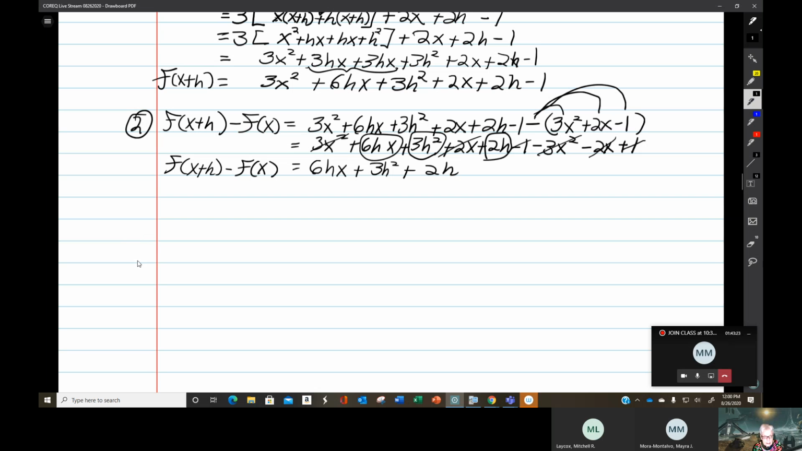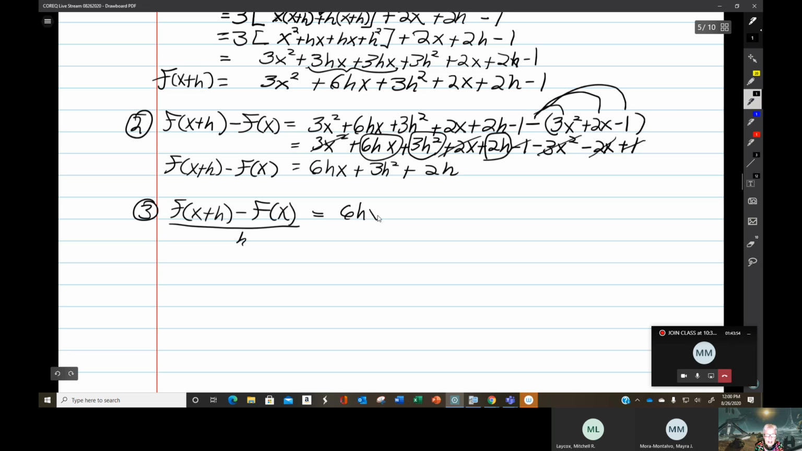And step 3, we know what f of x plus h minus f of x is, and what we have to do is divide it by h, because that's what the difference quotient is. Divide by h is the last step.